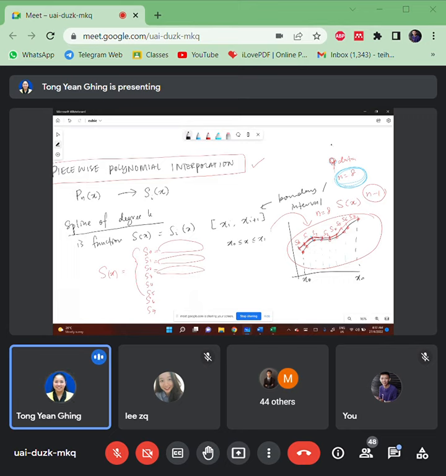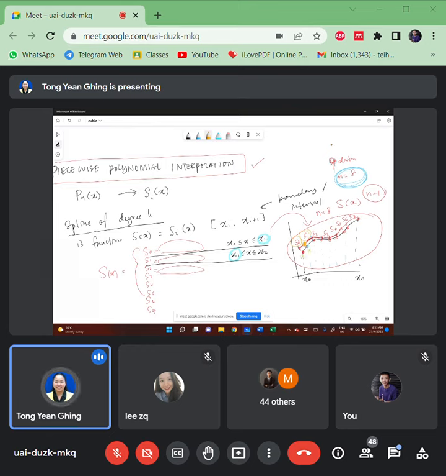For S0, and then S1 should be S1 until X2. If you look at here, X1 here, X1 here. Okay, so it will be the same because it will be continuous here. Because here, if you look at here, S0 and S1 will meet each other at this point, at this x1.